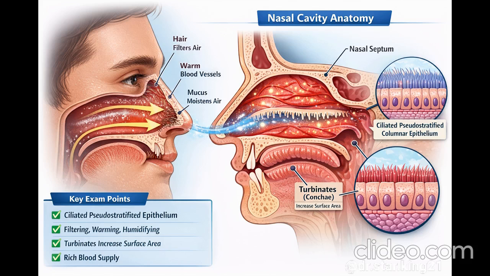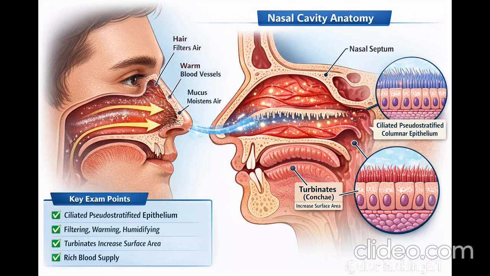So, now coming to part 1, which is nose and nasal cavity. The nose is the external opening of the respiratory system and serves as the first passage for air. The functions of the nose are to filter air using hairs, warm air using rich blood supply, and moisten air using mucus. Whereas the nasal cavity is divided by the nasal septum and is lined by ciliated pseudostratified columnar epithelium.